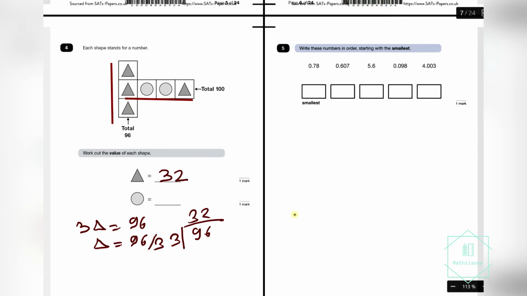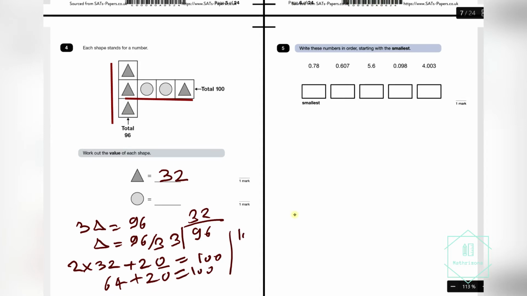Now two triangles and two circles are 100. So two triangles means 2 times 32 plus 2 circles is equal to 100. 2 times 32 using multiplication: 2 2s are 4, 2 3s are 6. So 64 plus 2 circles is equal to 100. If you work it out, 100 minus 64 will be the value of 2 circles.